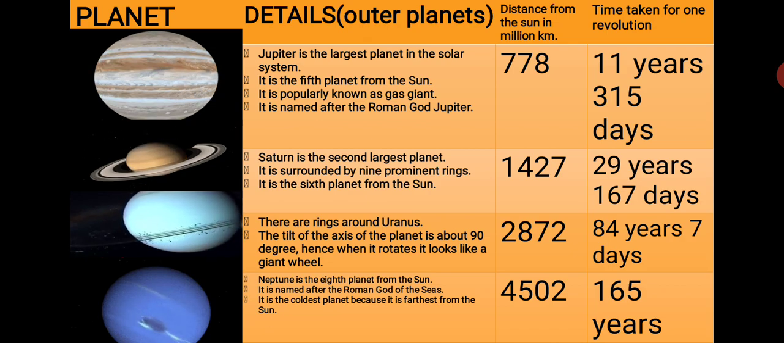Children, you should remember that only two planets, that is Venus and Uranus, rotate on their axis from east to west and all other planets rotate from west to east. And as you know, Pluto was once considered as the ninth planet of our solar system, but now it has been given the status of a dwarf planet by the International Astronomical Union.